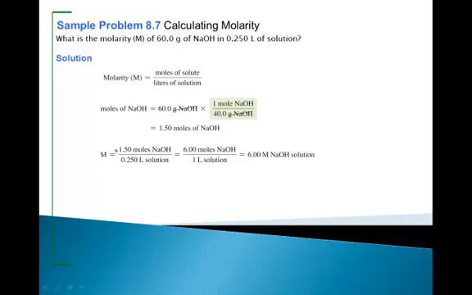So I'm going to take my 1.5 moles, divide by the solution that they gave me, the 0.250 liters, and I'm going to get 6.00 for 3 significant figures, molar sodium hydroxide solution. And this capital M is how I label molarity, and it's pronounced molar. So I have a 6 molar solution.